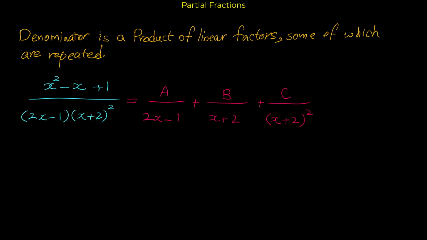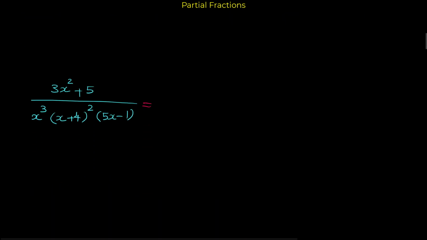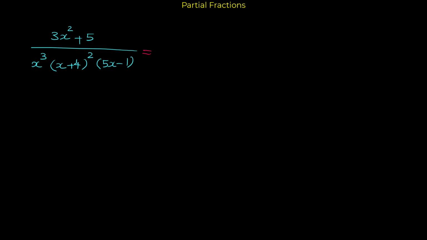But if the degree of numerator is bigger than or equal to the degree of denominator, we first have to do the long division, then we do the partial fraction decomposition. Let's get back to this example here. First, for x to the 3, can you guess how many fractions we need for that? Yes, we need 3 fractions: x, x squared, and x cubed. And of course, in the top we have A over x, B over x squared, C over x to the 3.